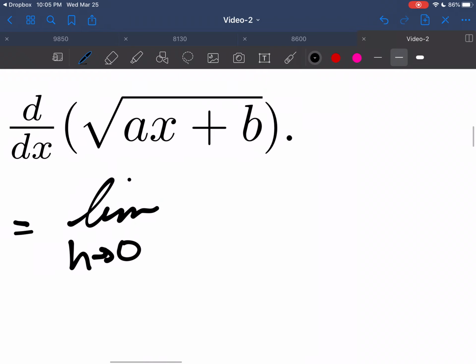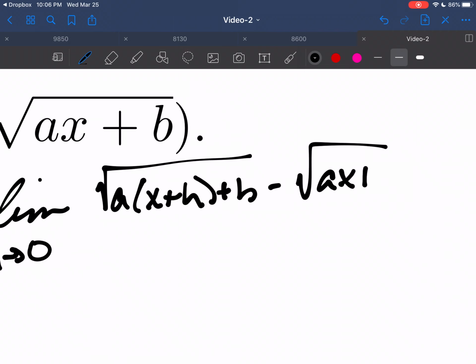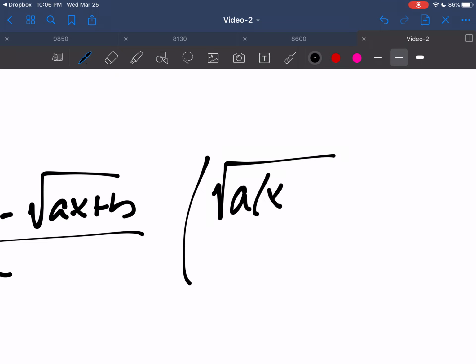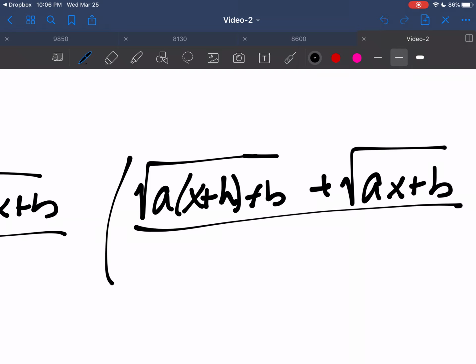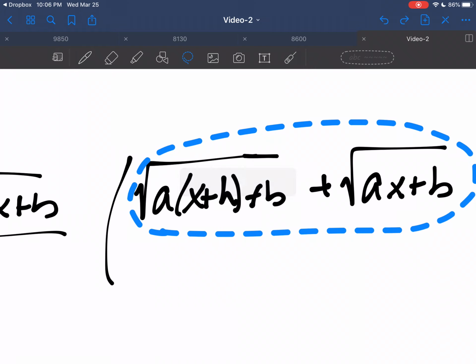Limit as h approaches 0 of square root of a times x plus h plus b minus square root of ax plus b divided by h. Multiply by our conjugate, square root of ax plus h plus b plus square root of ax plus b. Let's do this real quick just so it makes it a little easier.